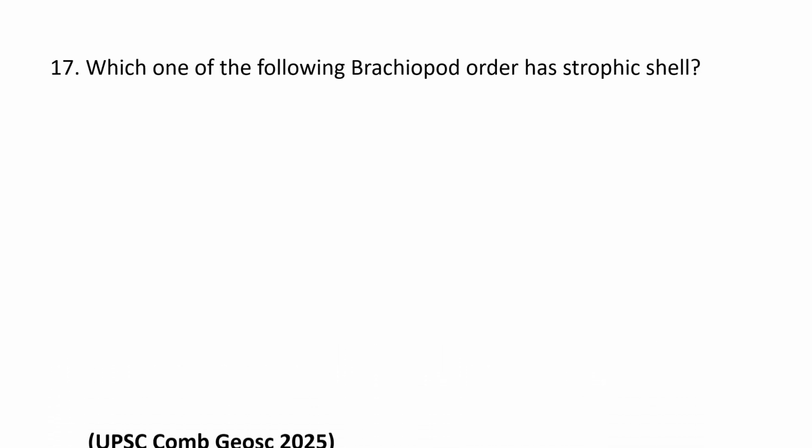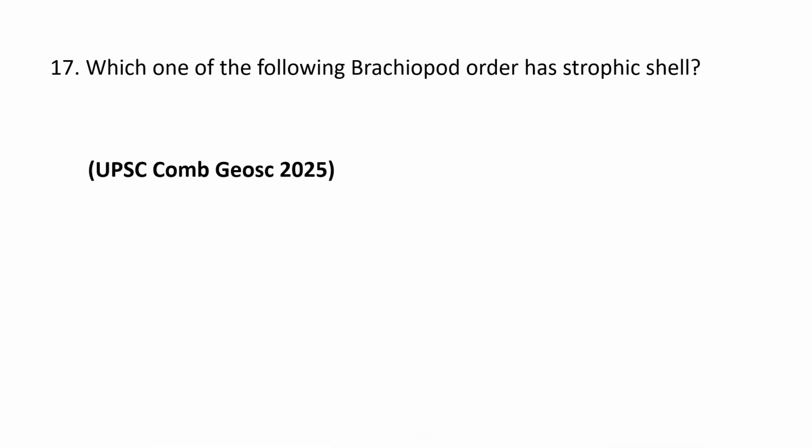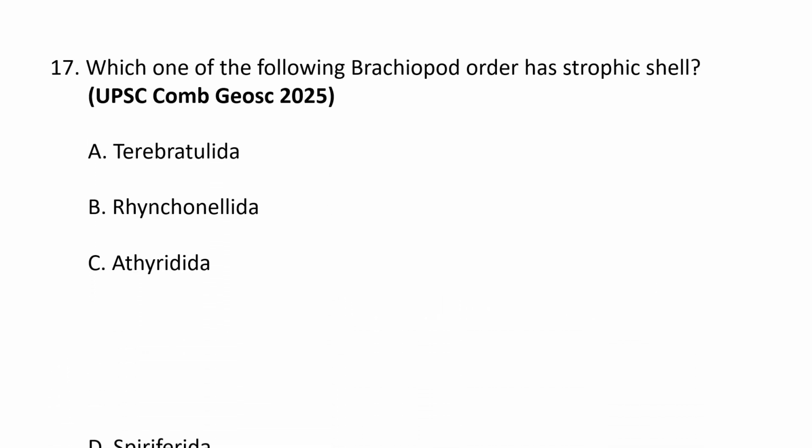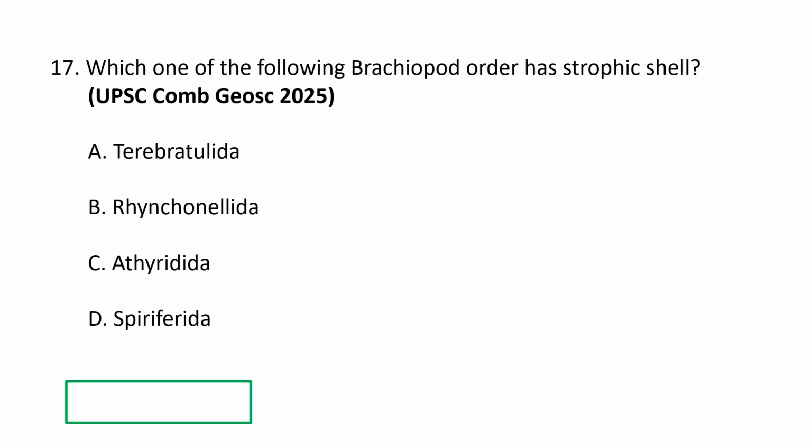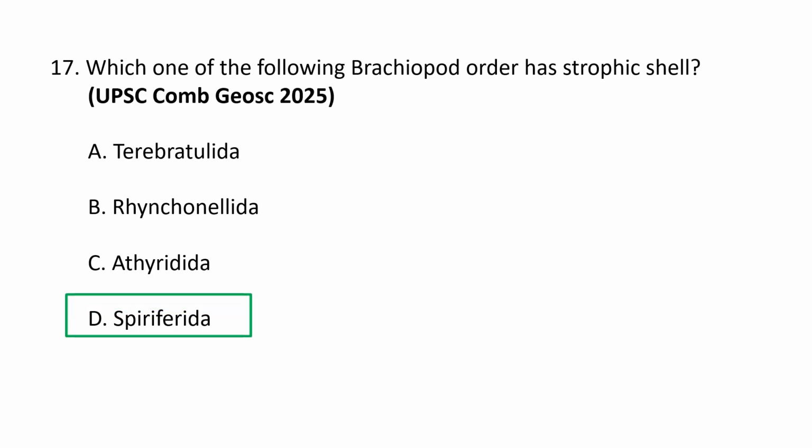Next question. Which one of the following brachiopod orders has the strophic shell? A. Terebratulida, B. Rhynchonellida, C. Athyridida, and D. Spiriferida. The brachiopod which has a strophic shell is Spiriferida. D is the correct option.